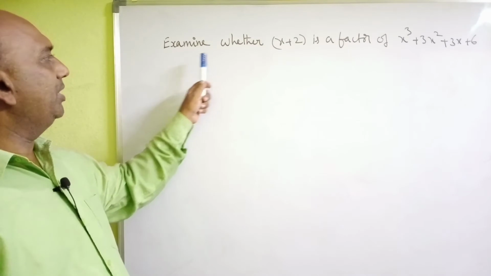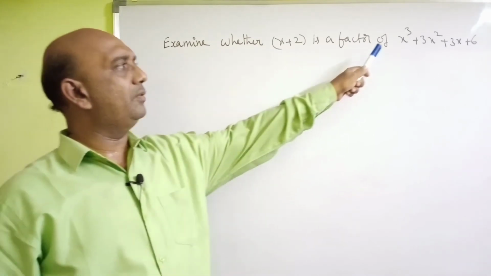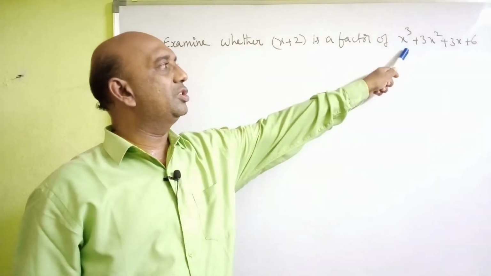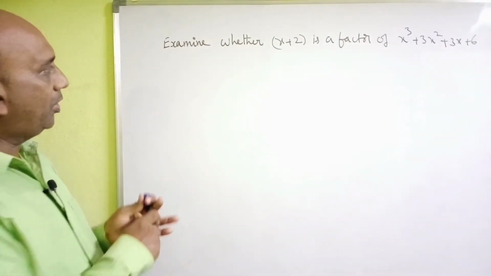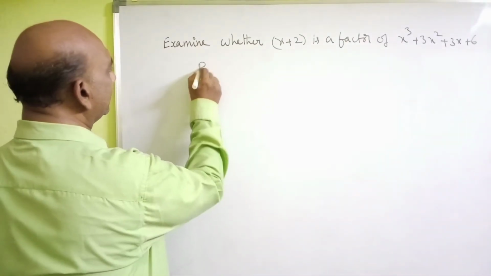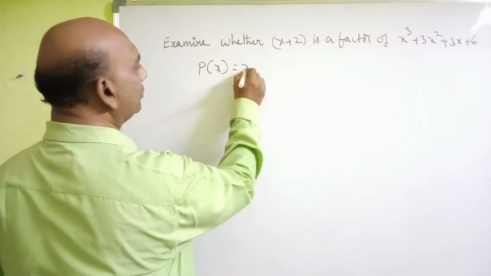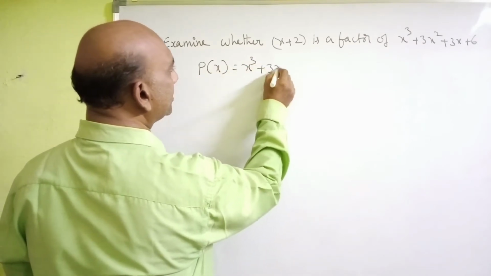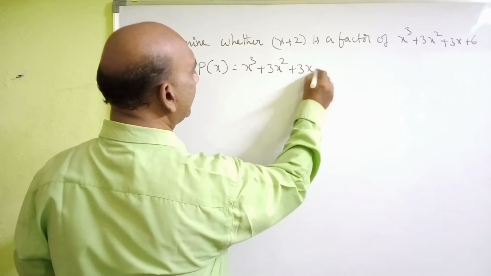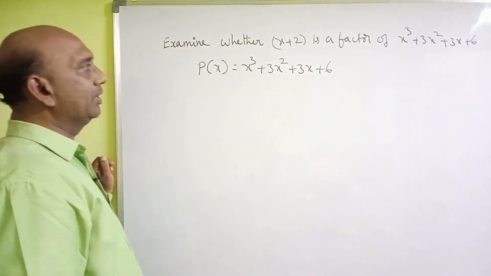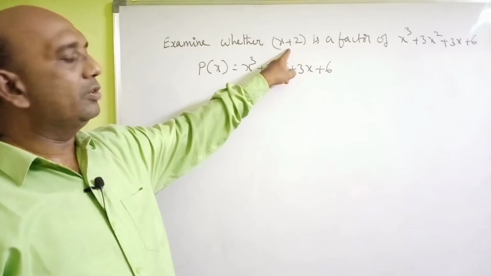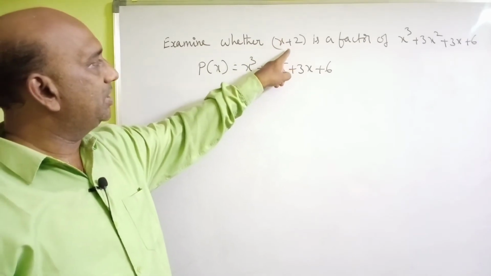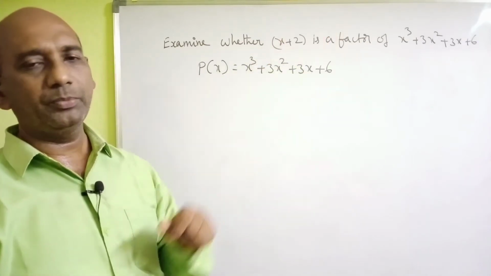Here, examine whether x plus 2 is a factor of this given polynomial, that is x cube plus 3x square plus 3x plus 6. The given polynomial is indicated with p of x, that is equal to x cube plus 3x square plus 3x plus 6. Here the divisor is x plus 2. We want to examine if x plus 2 is a factor of this given polynomial.